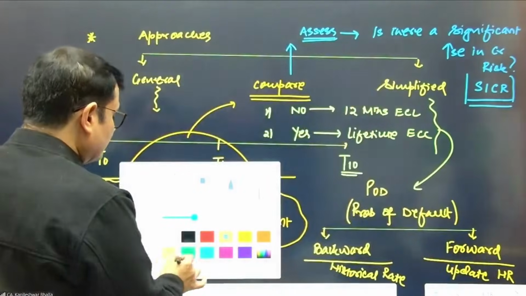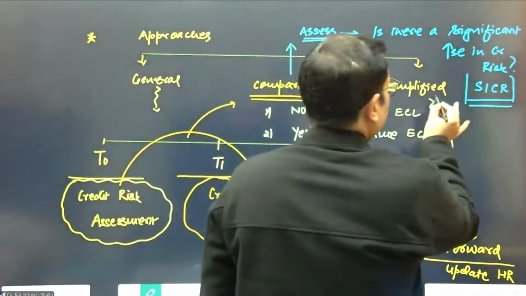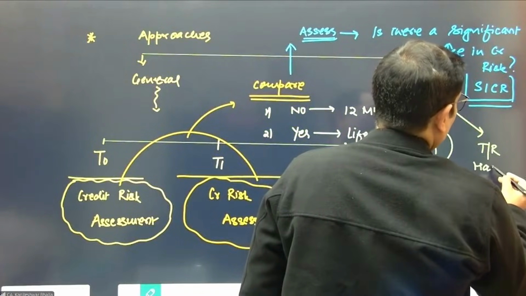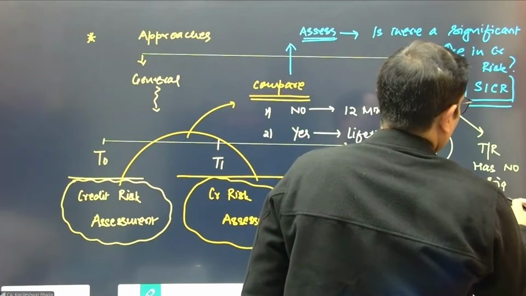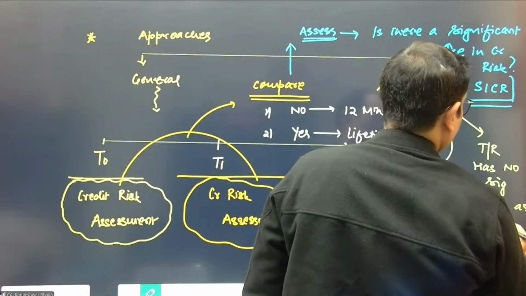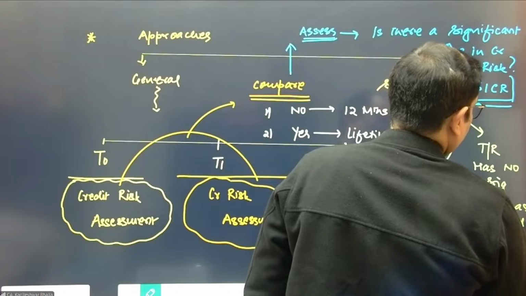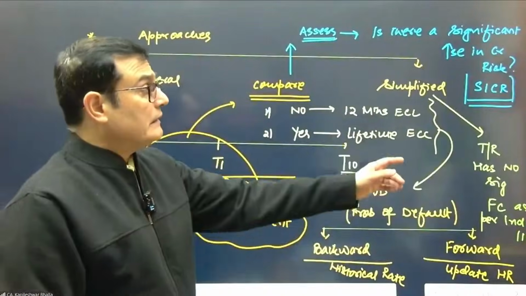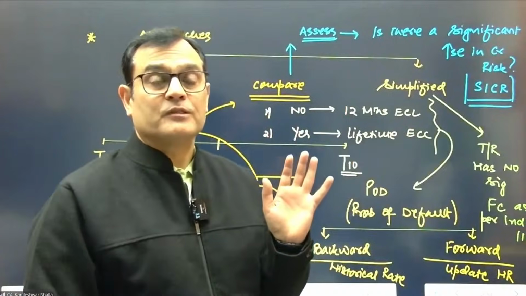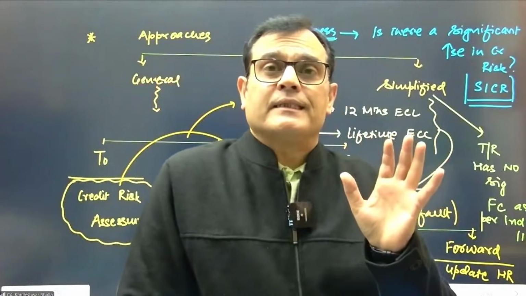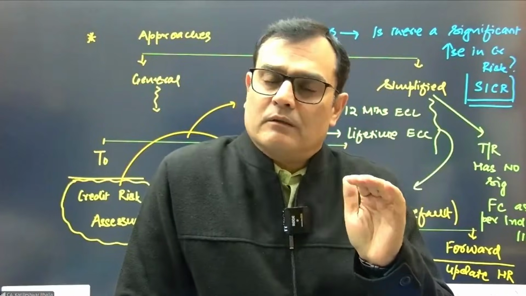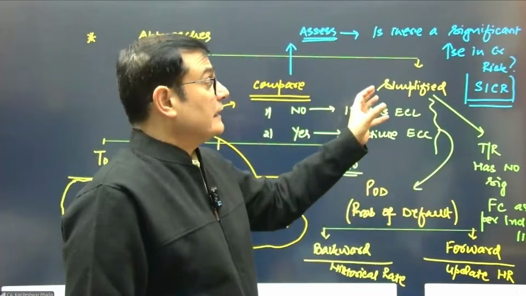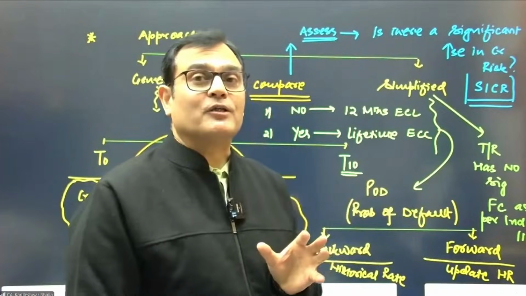When you're looking at the concept of a simplified approach, this approach is typically applicable to trade receivables which have no significant financing component as per Ind AS 115. The revenue standard tells you to identify whether your trade receivable contains a significant interest element. So there are other cases, but I think you can say the only practical case where a simplified approach can be applied is the trade receivable which has no significant financing component.